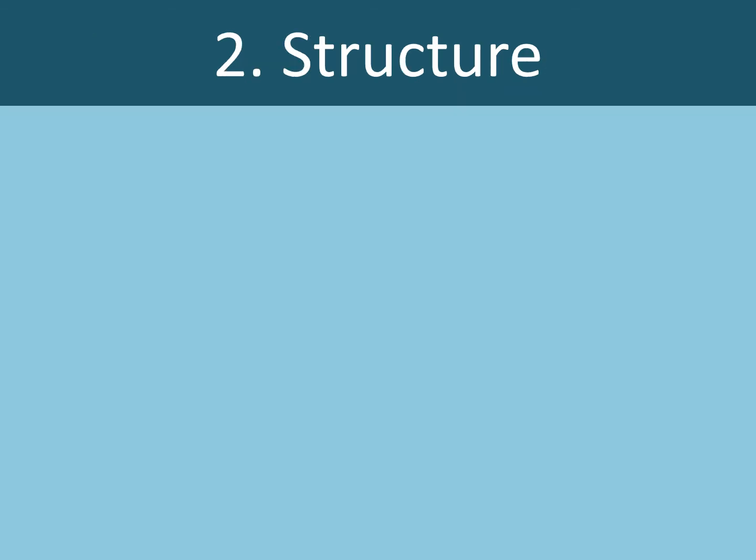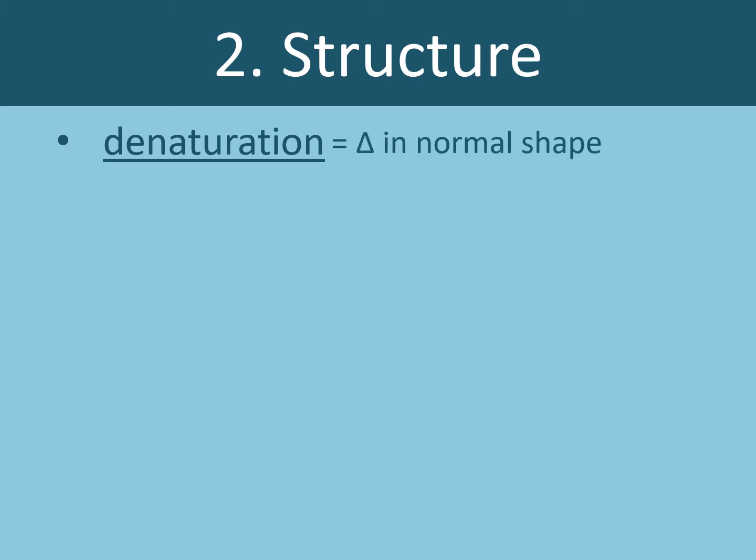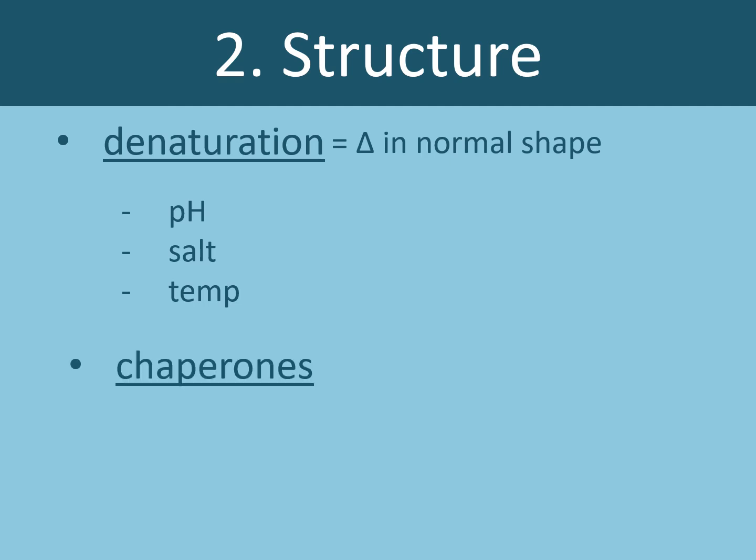The final shape of a protein can be altered by the environment. This is known as denaturation. Denaturation is a change in the normal shape of a protein due to environmental factors. These factors include pH, salinity, and temperature. In our cells, there are certain proteins that help other proteins fold into the proper shape. These are called chaperones.